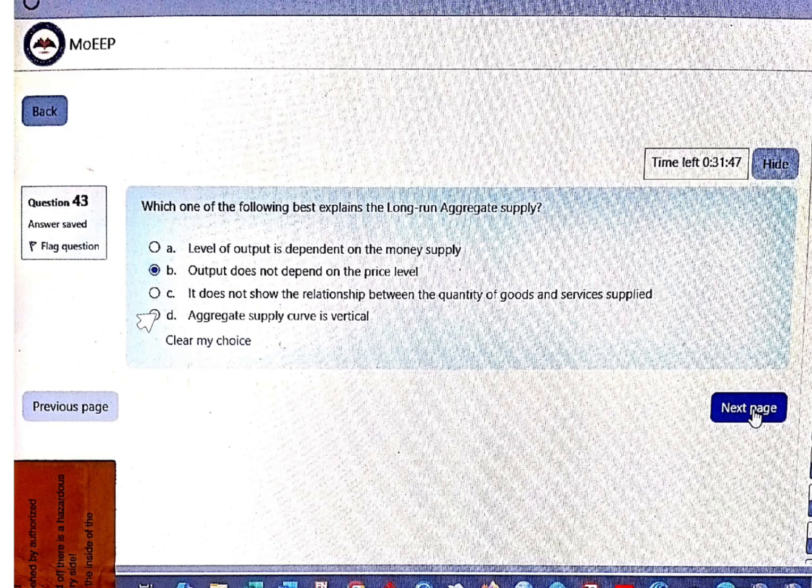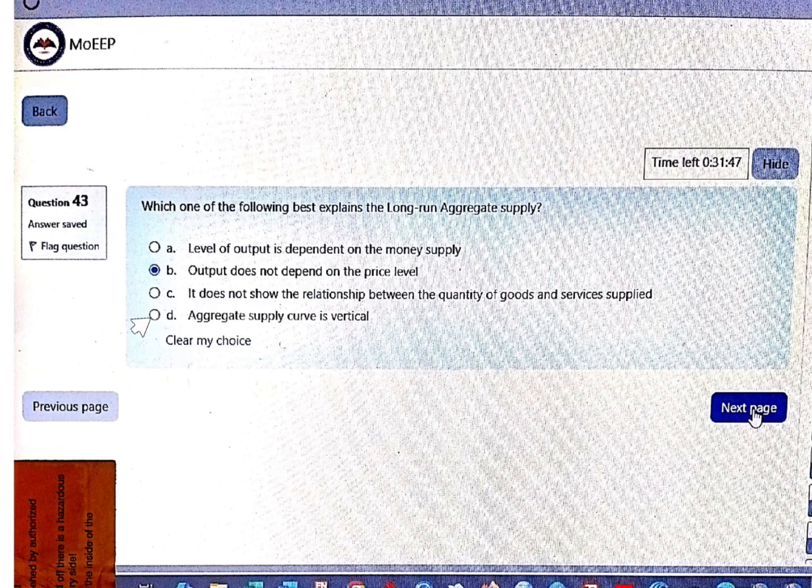Why? Because in the long run aggregate supply model, output is determined by real factors such as capital stock, labor force, and technology. It is independent of the price level. This means changes in the price level do not affect long-run output, isn't it? So the long-run aggregate supply curve is vertical at potential output. This is a key concept in macroeconomics.